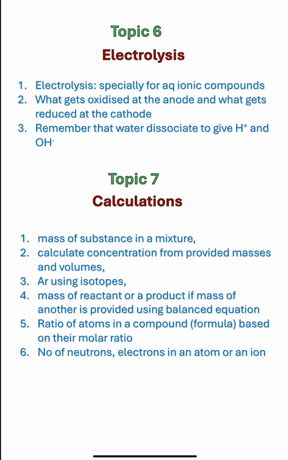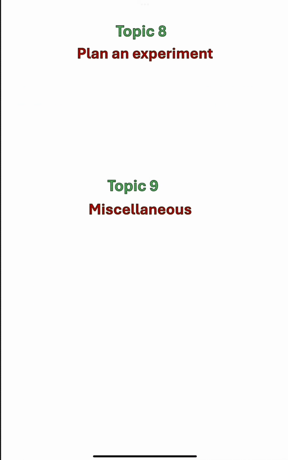Sometimes as well, they ask you to calculate the number of neutrons and electrons in an atom or an ion. They will provide you with the atomic number and mass number and ask you to do this calculation. Remember that the number of neutrons will never change whether you have an atom or an ion, but the number of electrons will change. So if it becomes a positive ion, then the number of electrons will be less than the number of protons, depending on how many electrons were lost. And if it's a negative ion, then the number of electrons will be higher than the protons, depending on how many electrons were gained.